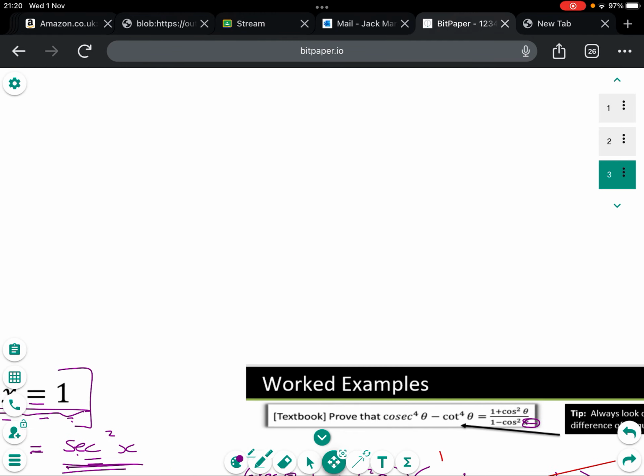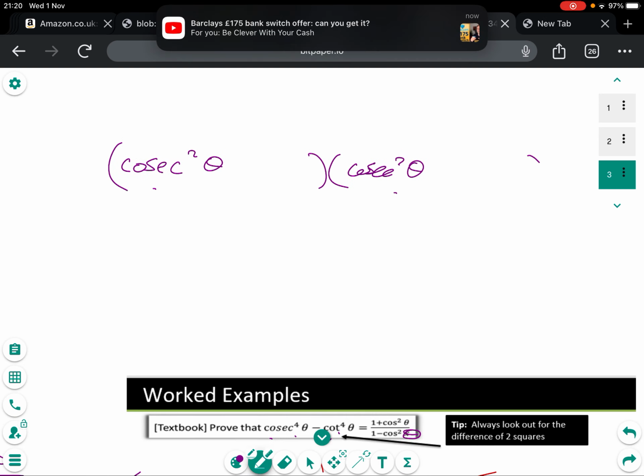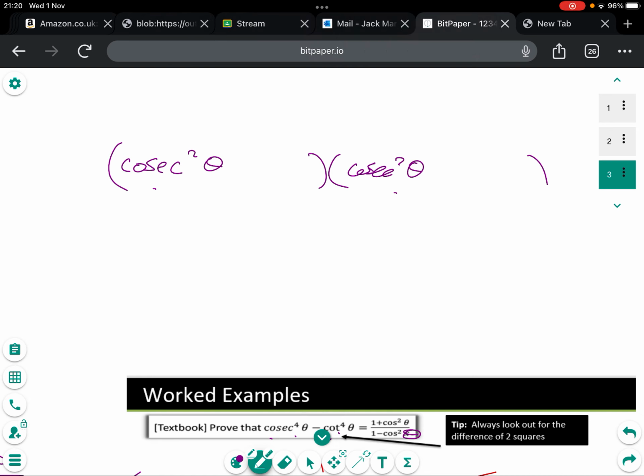So here we go. Here is the question. We're going to prove that cosec to the power of 4 minus cot to the power of 4, so there we go, that's that pattern we were just talking about, is equal to 1 plus cos squared over 1 minus cos squared. I've just changed that there, that was a small mistake, it's meant to be a theta. So what was that pattern we just talked about? Well, you're going to start by writing this as cosec squared theta, cosec squared theta, because if you multiply them, you get cosec to the power of 4. And then the other bit is cot squared theta minus cot squared theta there.